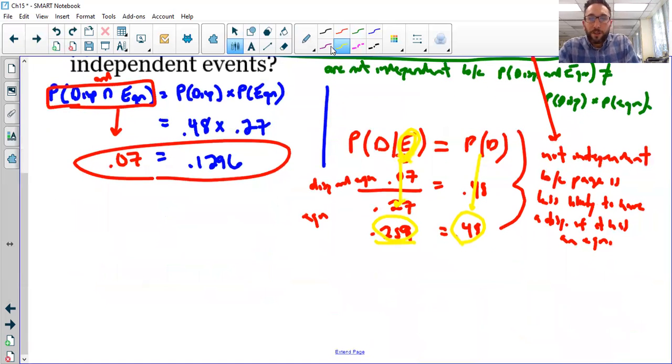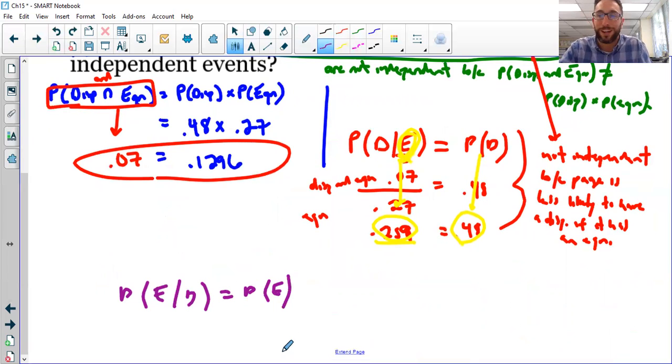And of course, we could also flip it. We could look at the probability a page has an equation given it has a display. That should equal the probability that it has an equation. And I'll leave that one for you to try out for fun, because that'll be awesome.